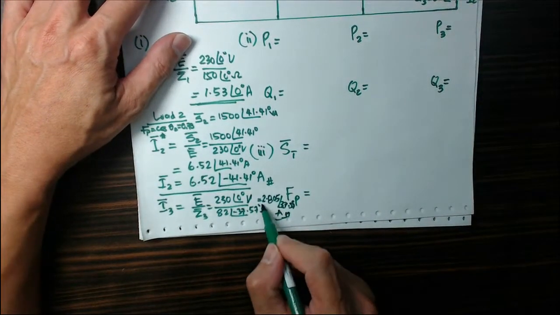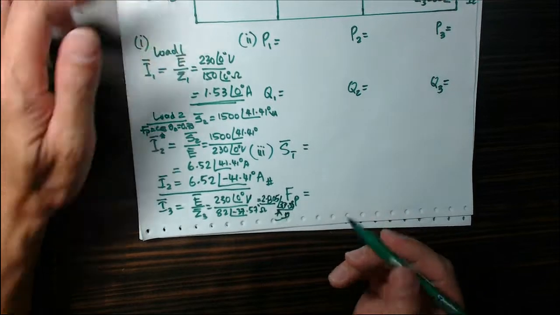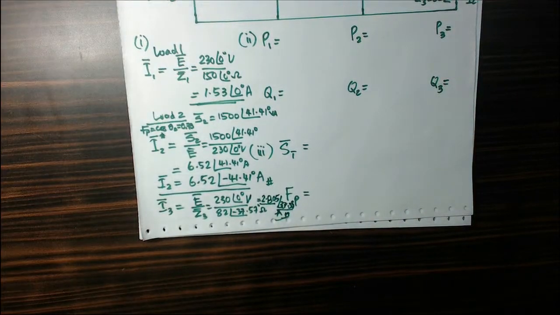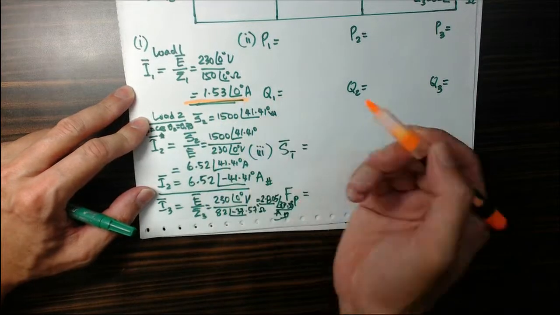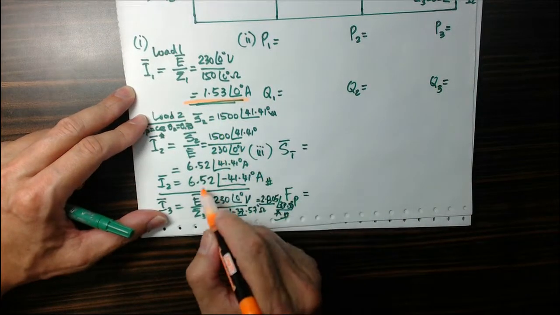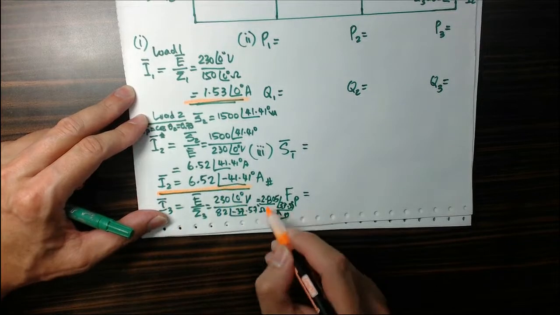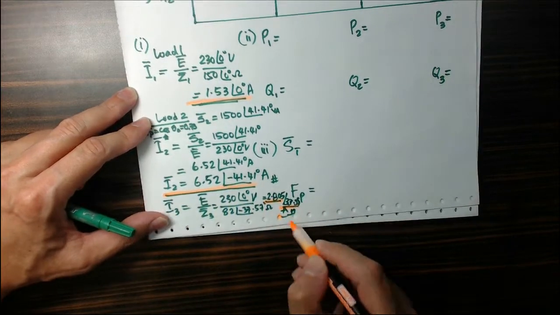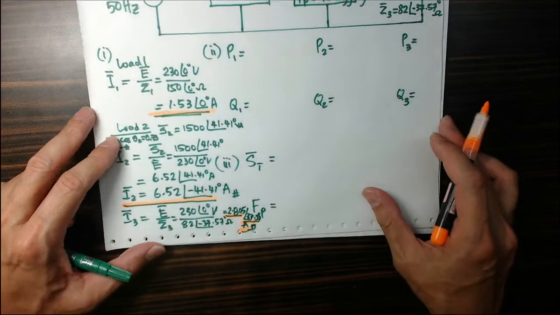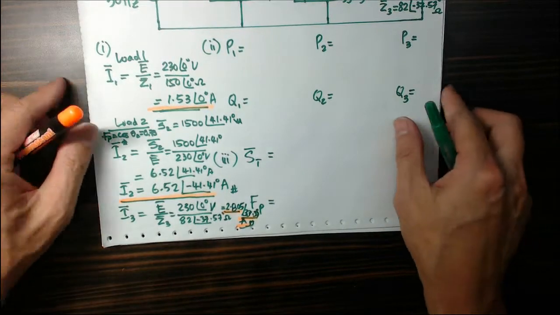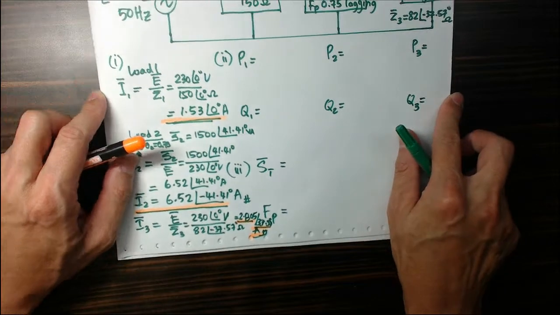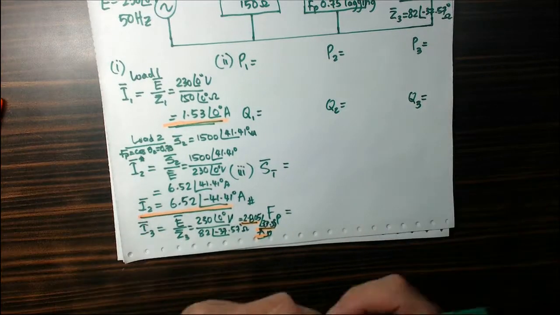So this is my answer. I want to highlight this so that I can see clearly. This is the first current, branch 1, current branch 2, and finally current branch 3. So those are the three branch currents. Now I want to focus on calculating the true power and the reactive power.